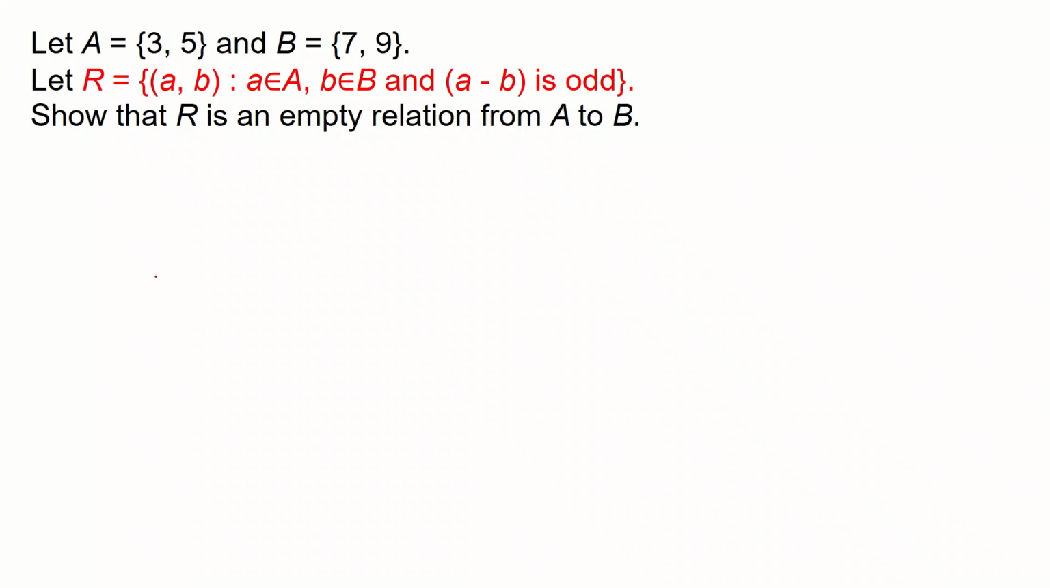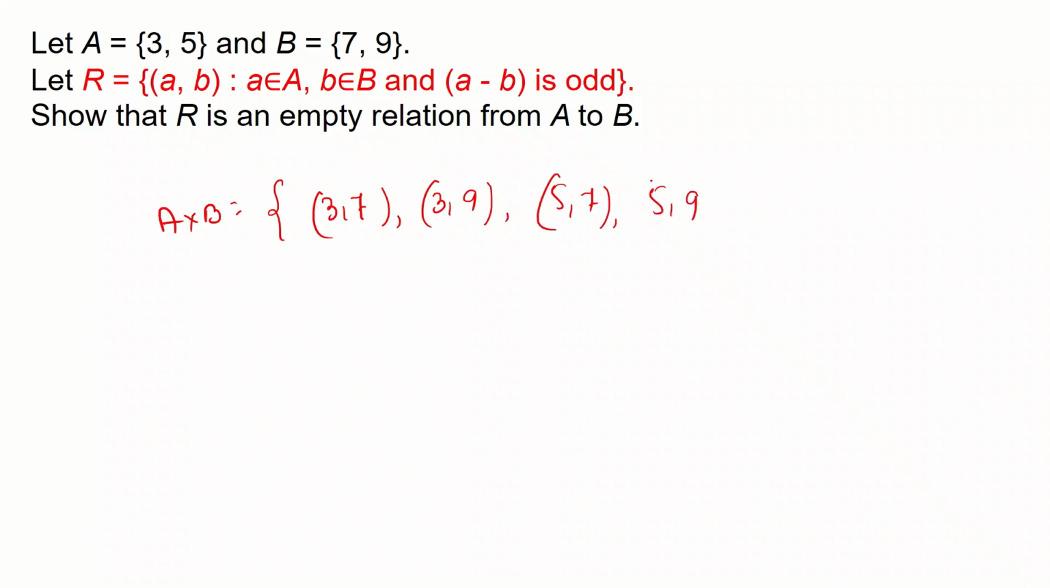Okay, so let's just try to write down A cross B first. A cross B is (3, 7), (3, 9), (5, 7) and (5, 9). So now we are given R such that all those pairs (a, b), such that a minus b is odd. So out of these pairs, you just have to take those pairs which satisfy this relation, that a minus b is odd.